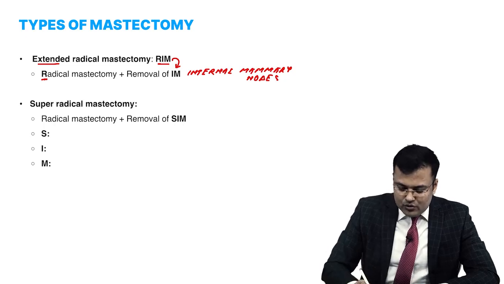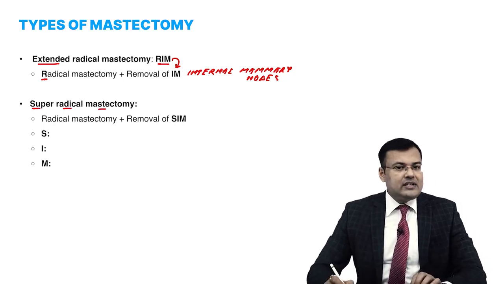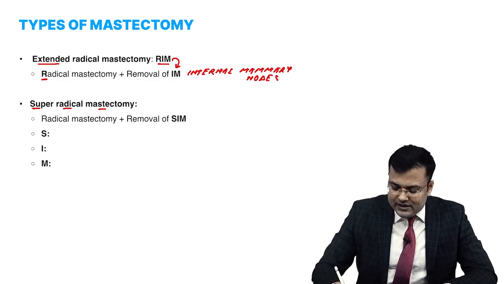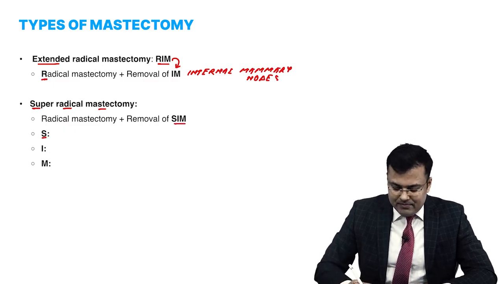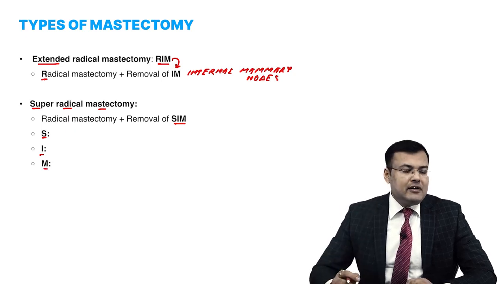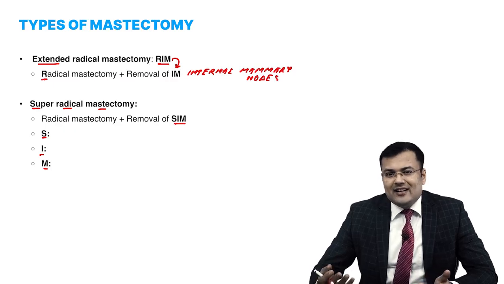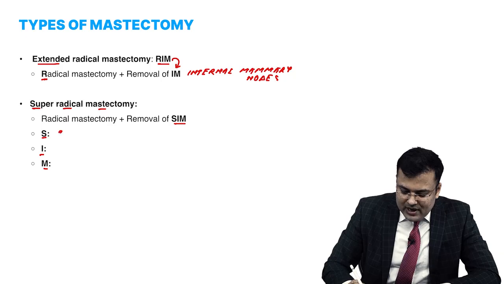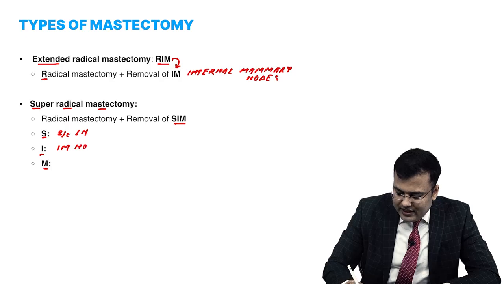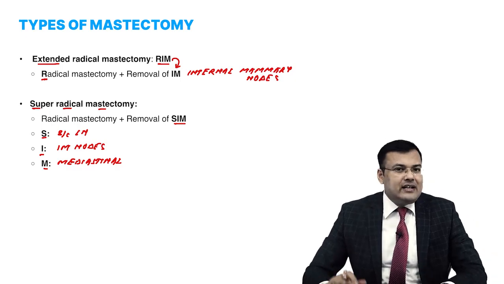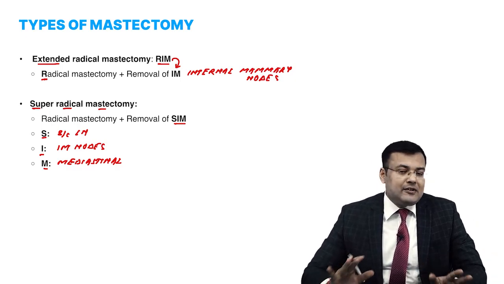Clear? After that, super radical mastectomy. So this is radical mastectomy plus removal of SIM. SIM means S is supraclavicular lymph node, I means internal mammary node, and M means mediastinal. Clear? So extended radical and super radical. These are the types of mastectomy.